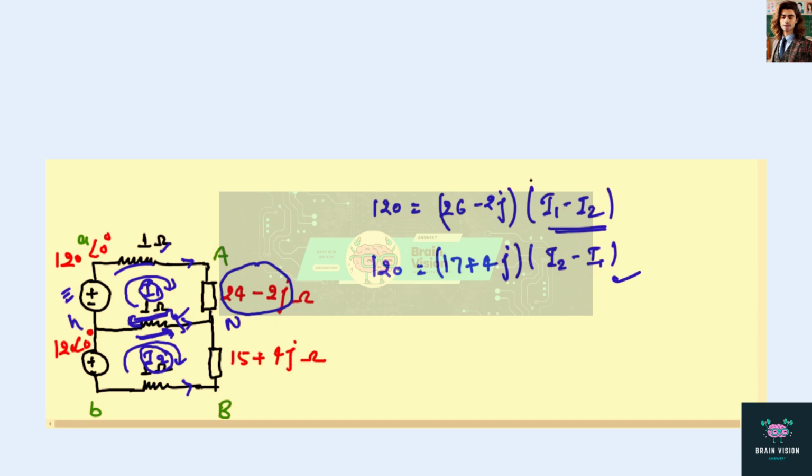If you look at loop 2, the total impedance is 15 plus 4j, and then this 1 ohm real and this also 1 ohm real, so this becomes 2. The final value becomes 17 plus 4j, which is given over here. In this way we get two equations in I1 and I2, and first we will try to find the values of I1 and I2.